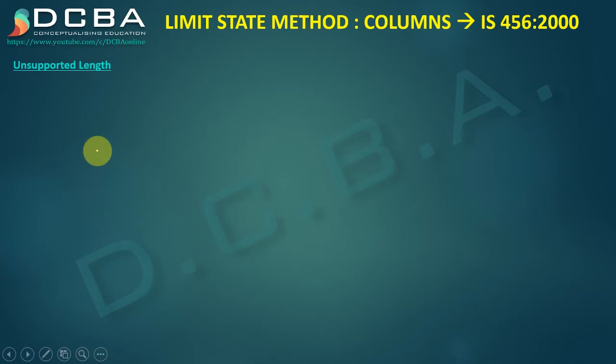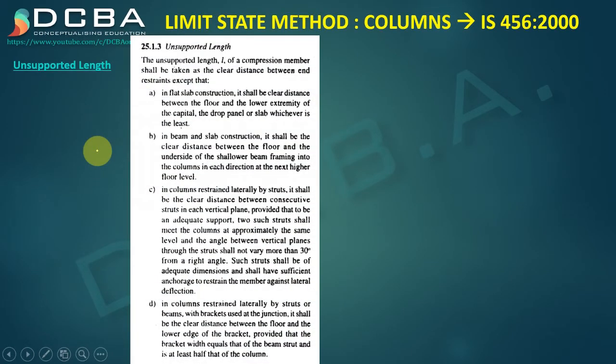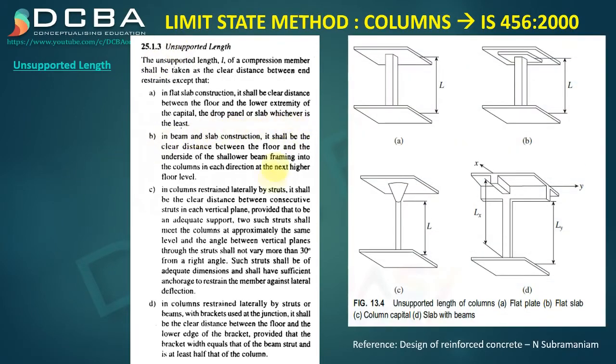So first terminology is unsupported length. So what is unsupported length in a column? There is a huge description of unsupported length that is given in clause 25.1.3. Now I won't be reading the entire clause. Let me explain it to you in this diagram. This diagram I have taken from Design of Reinforced Concrete by N. Subramaniam. So here he has shown in a very nice way what exactly unsupported length is.